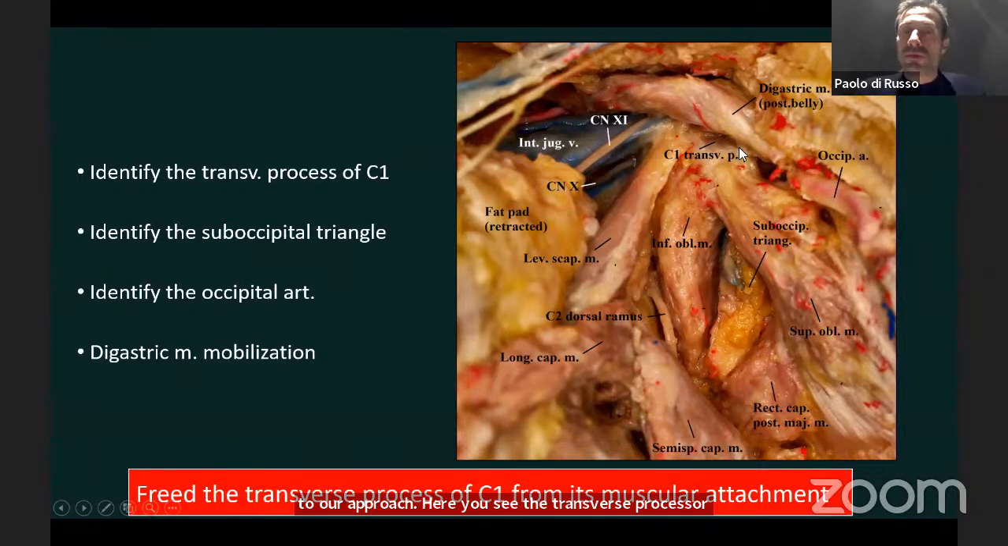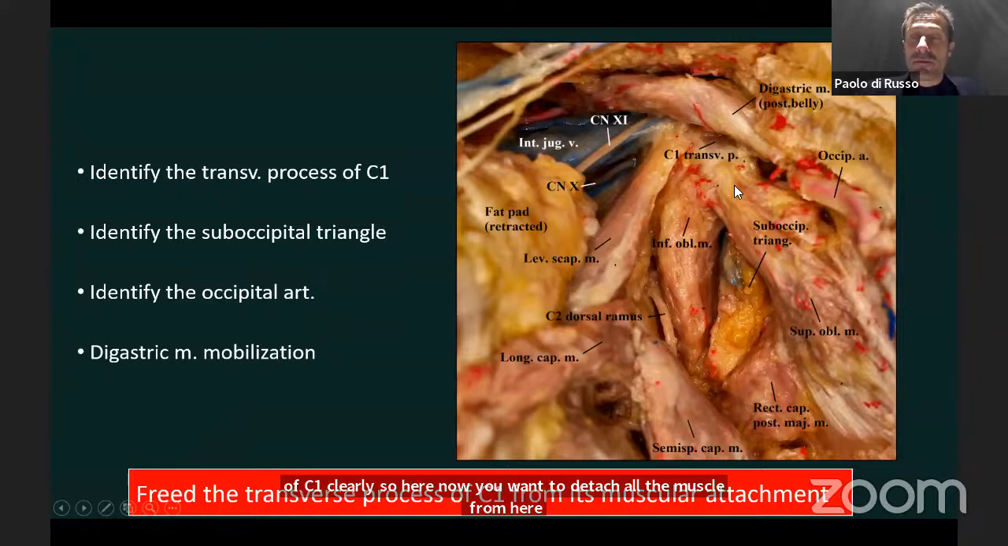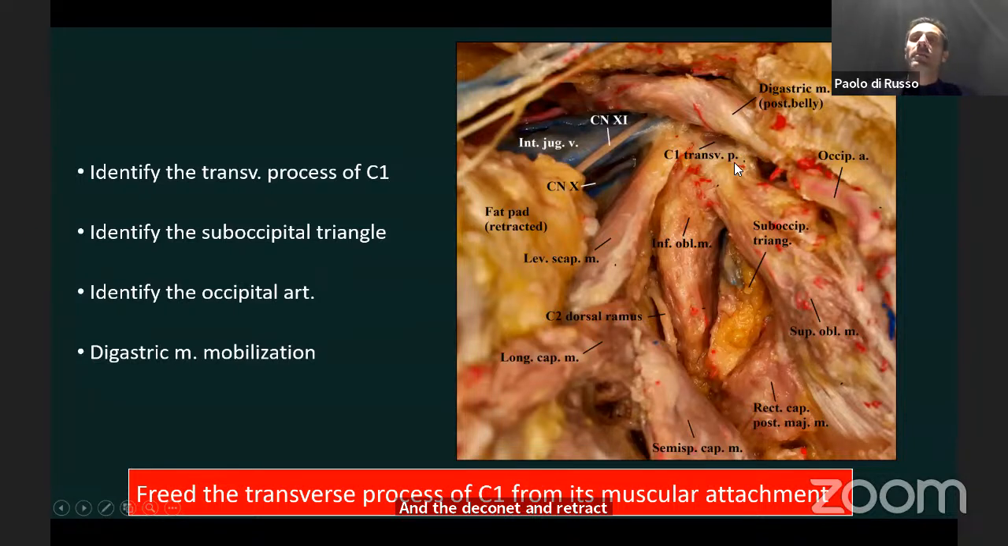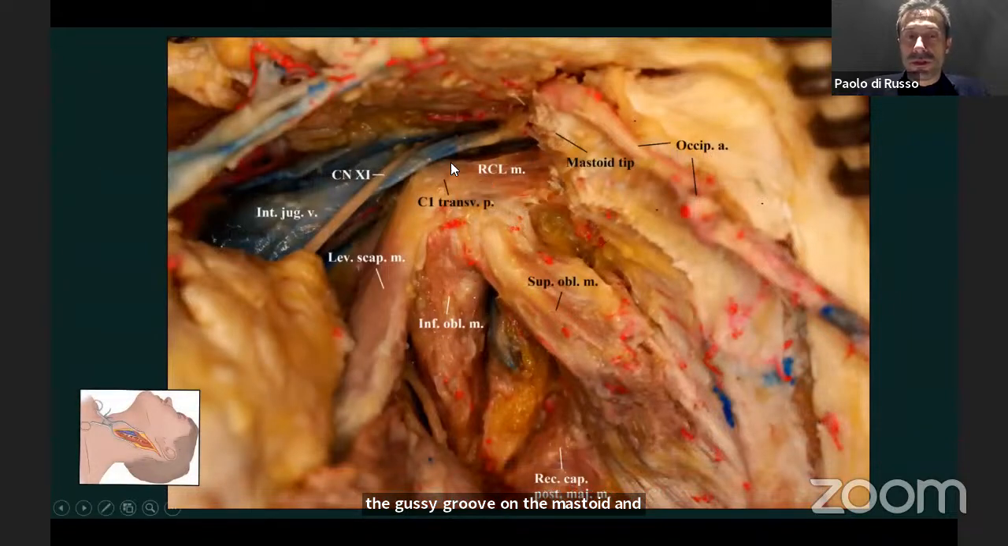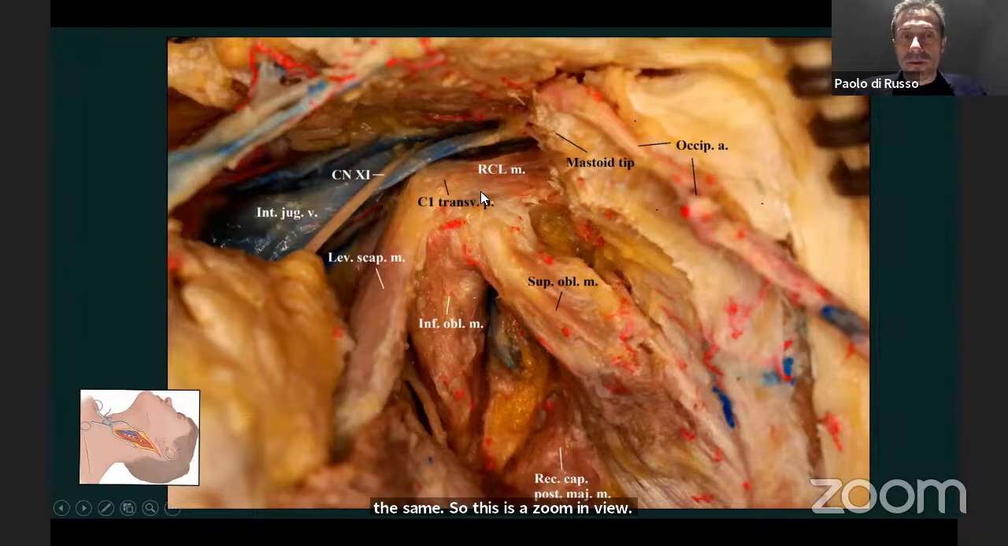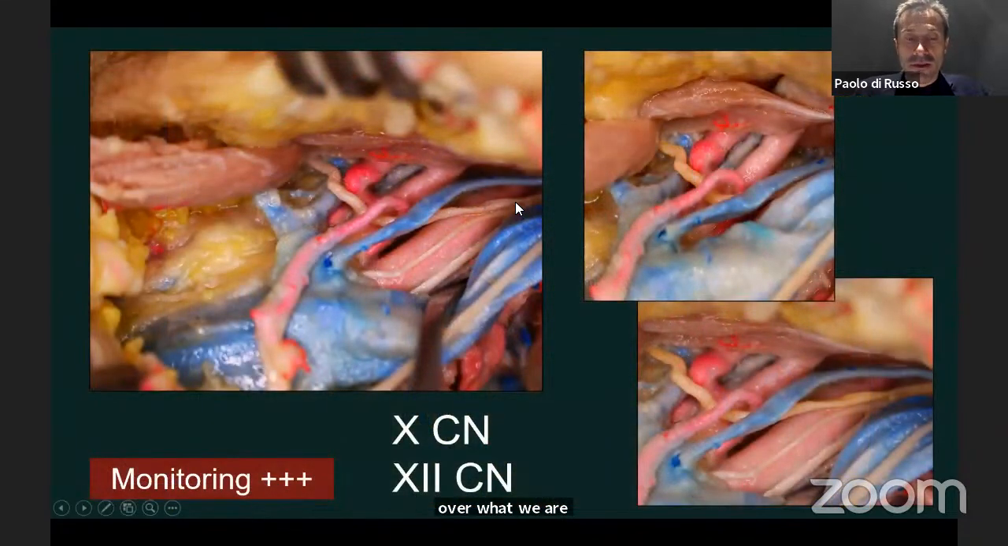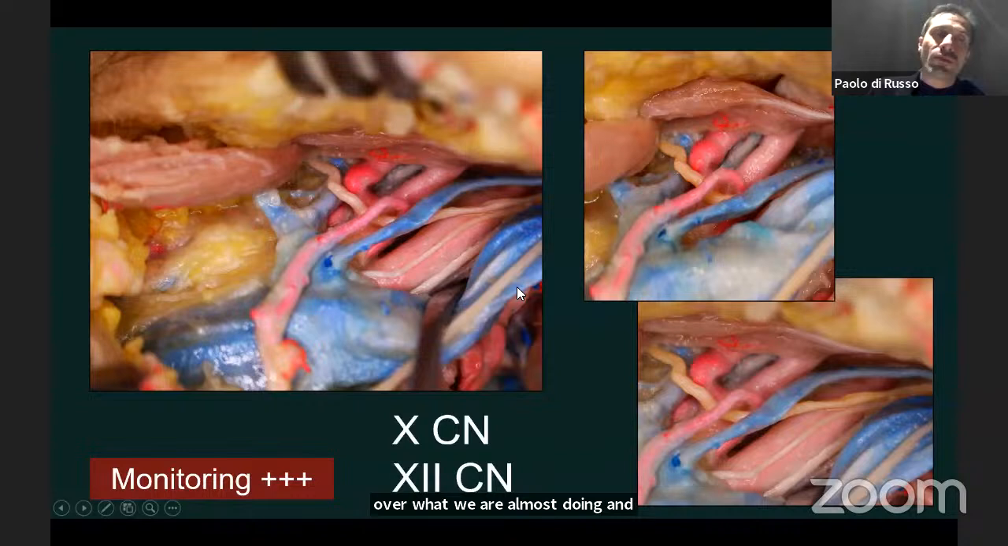So here now you want to detach all the muscle from here, disconnect it and retract it posteriorly. If you need to, the posterior belly of the digastric muscle can be disconnected from the digastric groove on the mastoid and retracted inferiorly the same. So this is a zoom-in view of what we are almost doing.